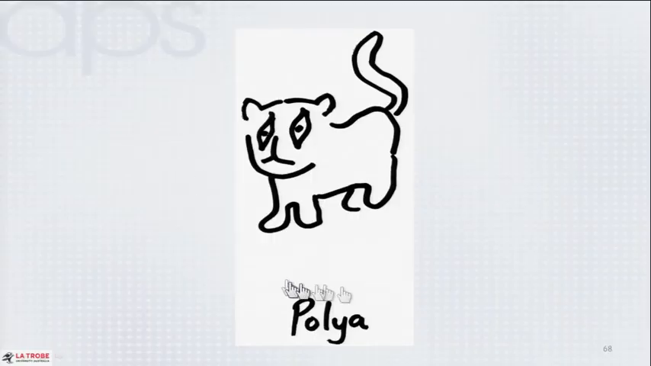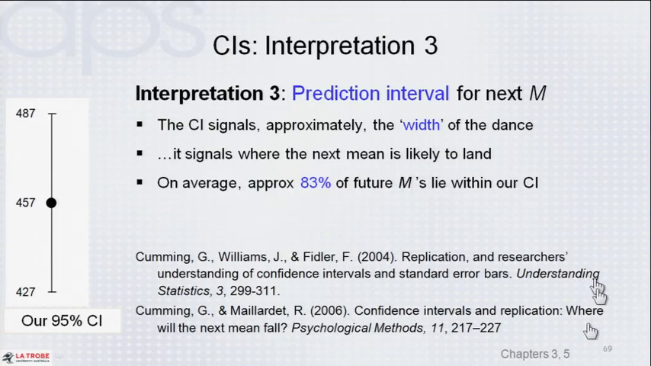Oh yes, there's a Gideon Polya cat. The third way, there's another whole discussion here, is to think of a confidence interval as a prediction interval for what would happen next time. And it turns out that on average there's about an 83% chance that the mean of the next experiment will fall within the 95% confidence interval. Why not 95%, you ask? Well, there's sampling variability in our first experiment and in our second one, combined, about an 83% chance. We've written a couple of papers about that.